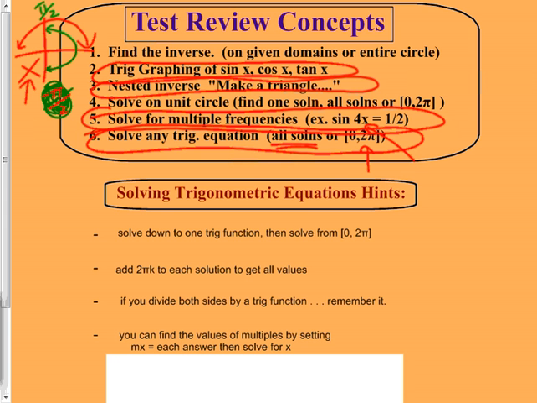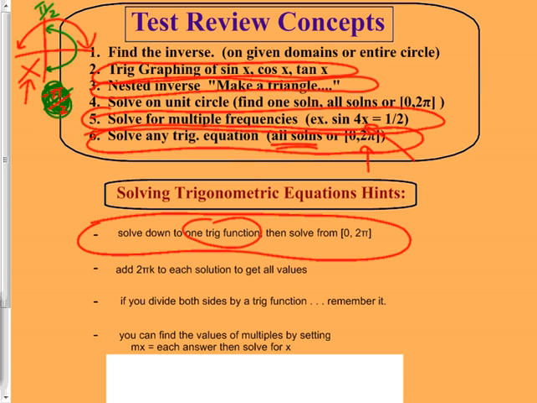All right, good. So these are the hints that we have. If you can get it down to one trig function, notice you don't want sine and cosine in your equation. You want to get it all to be cosines. Well, how can you do that?